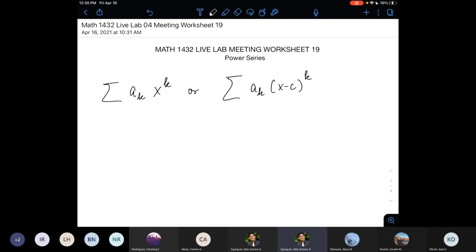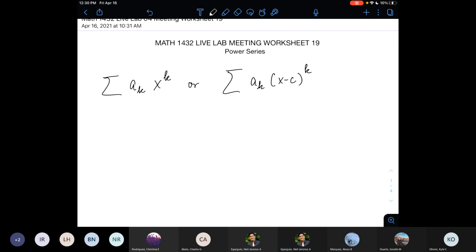So the difference with the series that we were dealing with before is that now we are involving values for x. Before we don't have any x's, right? We only have the a_k's or the a_n's. But this time, these are power series. These are functions of the variable x. Now, what we usually want to know about power series is the radius of convergence.